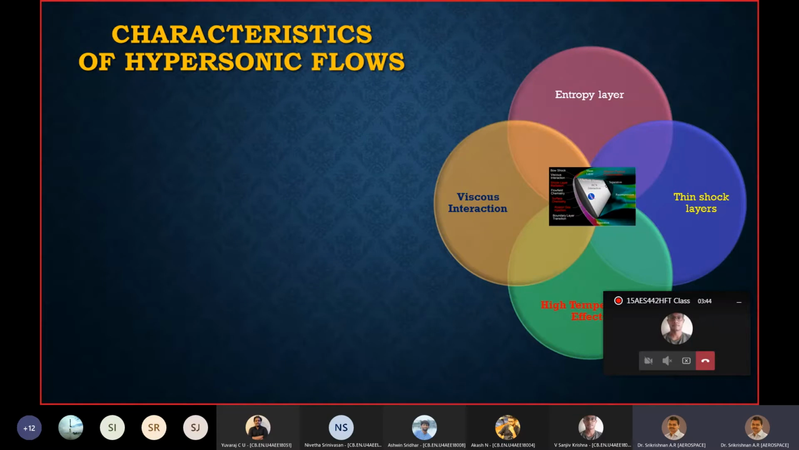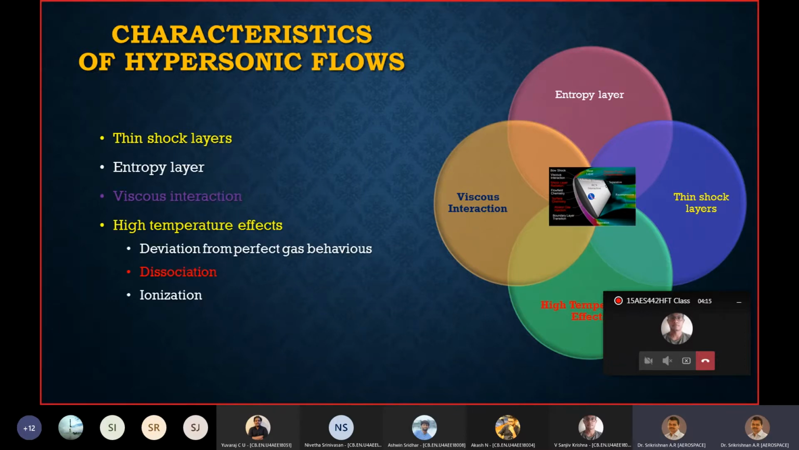Today we will be looking at four important aspects of hypersonic flows. In fact, these are the four physical phenomena that characterize any hypersonic flow application. Anything that is above Mach 5, you are going to have all the four that I have listed here, which are the thin shock layers, entropy layer, viscous interaction, and high temperature effects. So thin shock layer, entropy layer, viscous interaction, high temperature effect.